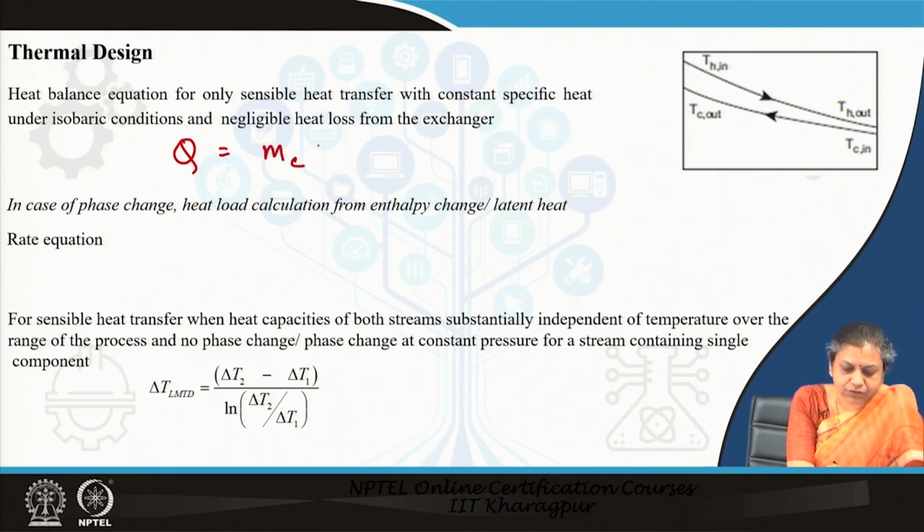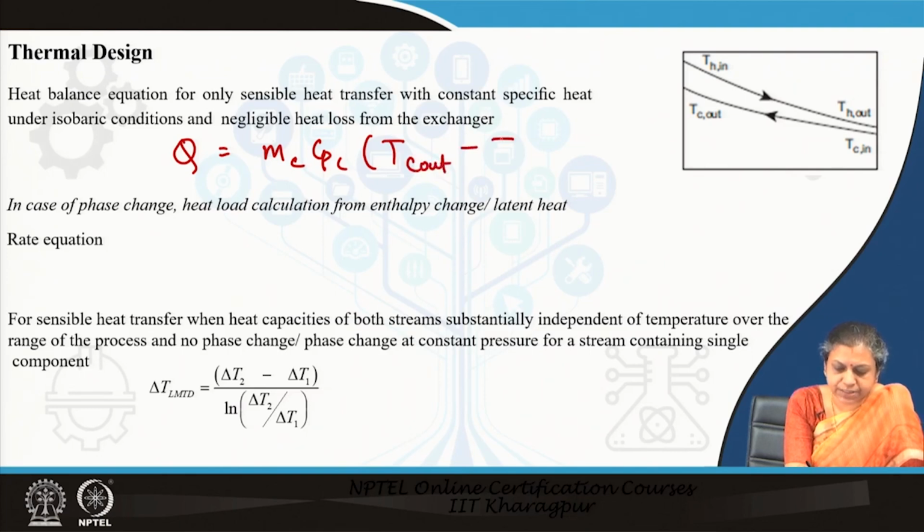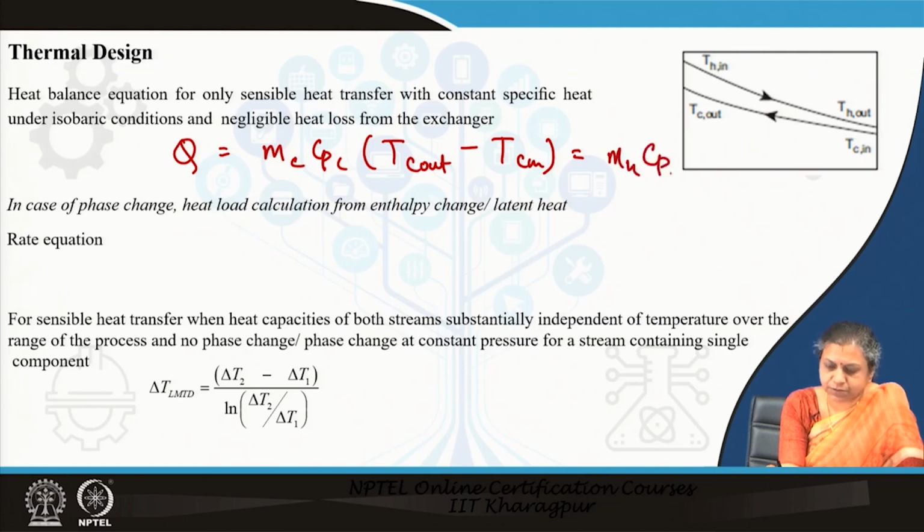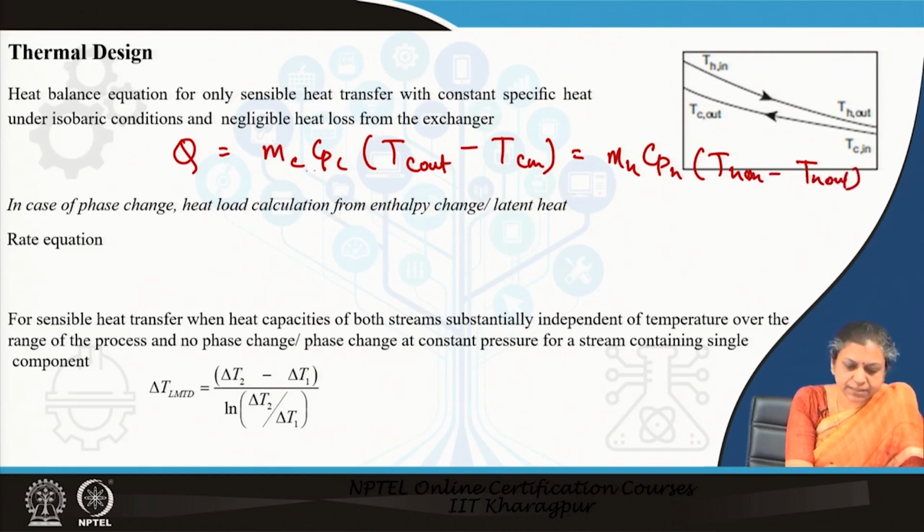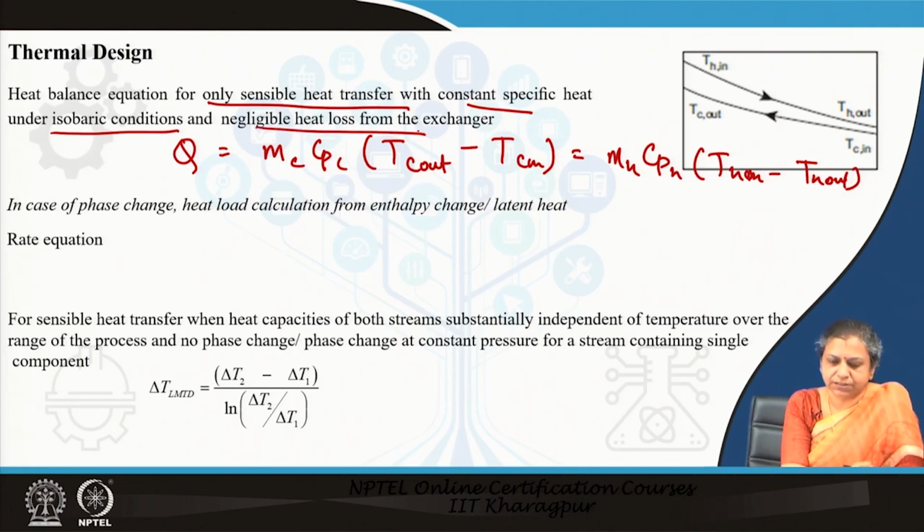It is important for you to consider the assumptions made in writing this particular equation, Th in minus Th out. So, therefore, this is applicable just for sensible heat transfer, and constant specific heat under isobaric conditions, with negligible heat loss from the exchanger, which is quite evident. When there is a phase change, quite naturally, the latent heat has to be considered. I think these things do not need to be said.